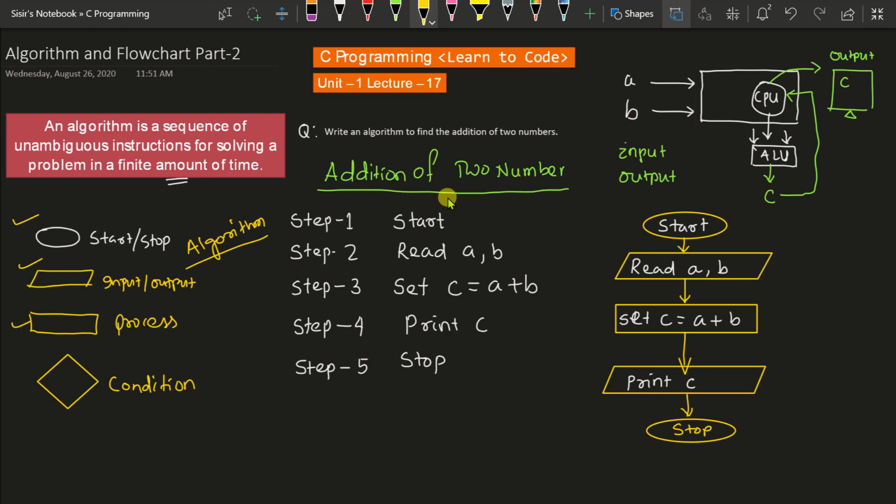Got it? So I have written the algorithm and I have shown you how to draw the flow chart of that algorithm. There will be some complicated programs we will learn in the coming lectures. This is the simplest one. It looks simple, but we will face some problems while solving complex problems. But remember, after writing the algorithm, it is quite easy to draw the flowchart.